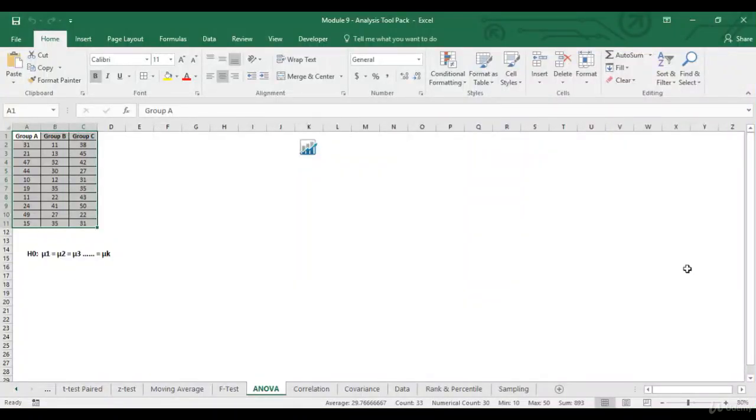Hi, welcome back. Now, in the previous session, we had explored some options like correlation, covariance, sampling, rank, and percentile. In this session, we'll discuss some of the tests which are available in Excel, and then we'll also discuss regression. Now, the first test which we'll discuss is ANOVA, and it stands for Analysis of Variance.